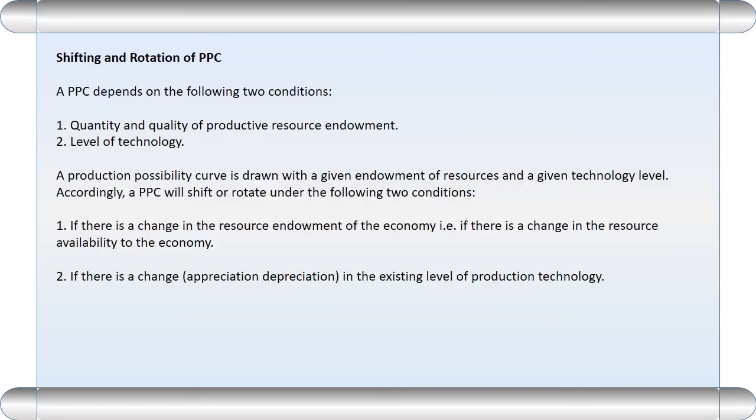Let us see the shift and the rotation of the production possibilities. A PPC, remember one thing: the shift and the rotation, the change in the shape of the production possibilities, totally depends upon two things. One is the availability of the resources, and the second is the level of technologies. If there is a change in the resource endowment of the economy, then the shape will change. And at the same time, if there is a change in the technologies, because of depreciation or appreciation, there might be a shift in the shape of the production possibilities.